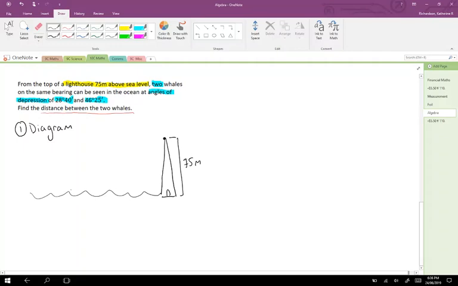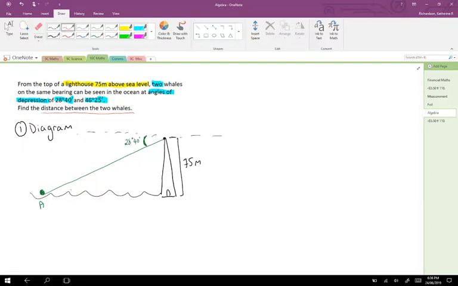And I've got two whales. Let's call whale A here, and I'll do them in green. And his angle is 28 degrees and 40 minutes as an angle of depression. So that means along my line of sight from the top of my lighthouse, if I was standing at the top, I've got an angle of depression of 28 degrees and 40 minutes. I'll draw that in here. I might make that a bit darker. 28 degrees and 40 minutes.